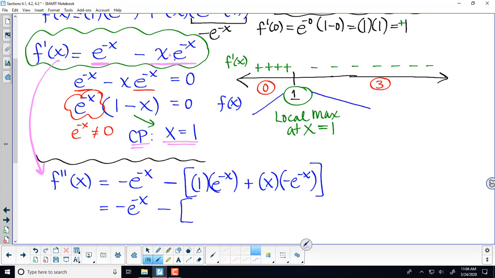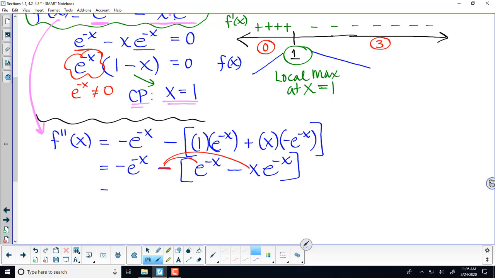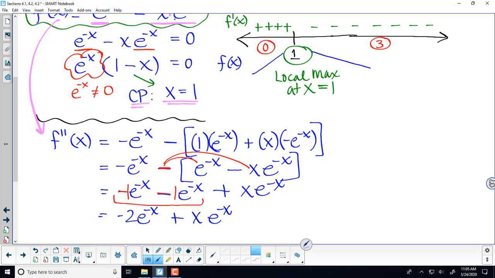So let's be careful here. Inside I have e to the negative x minus x e to the negative x, which hopefully you see is the first derivative. The tricky part here is you have to distribute the negative sign through. Got to be careful with those. So I end up with e to the negative x minus e to the negative x plus x e to the negative x. Now these are like terms. Negative 1, which gives me negative 2. So here is my second derivative.